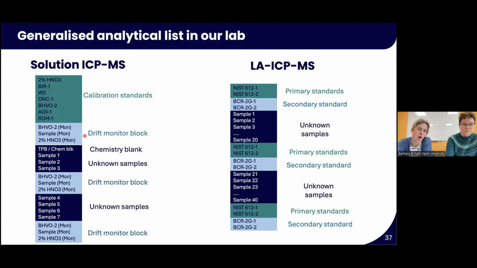We then have a monitor block that we run throughout the analytical session, every sort of 5 or so unknowns. And in that monitor block, we're typically running a certified reference material, a sample unknown, and a 2% nitric. So we do this to help us to monitor and correct for the drift, to make sure that we can look at the reproducibility of the certified reference material, and also we can average this and then look at the accuracy of that certified reference material.